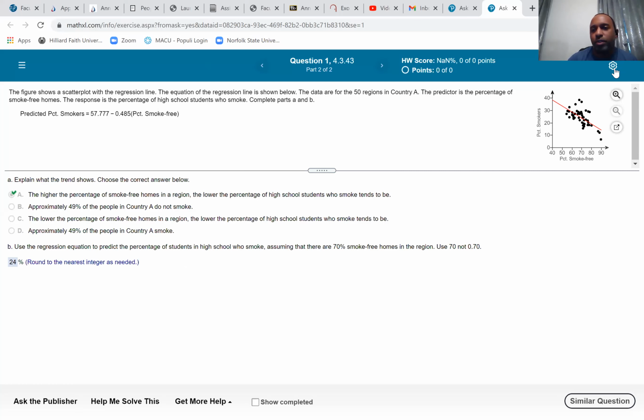All they ask is for you to interpret this graph, the regression line, according to the graph, and then plug in this number right here. And then they even tell you don't use a decimal. You leave it as is, because all of these are in regular form as well, not in decimal form. Then make sure you round to the nearest integer. Got it. All right. Thank you.